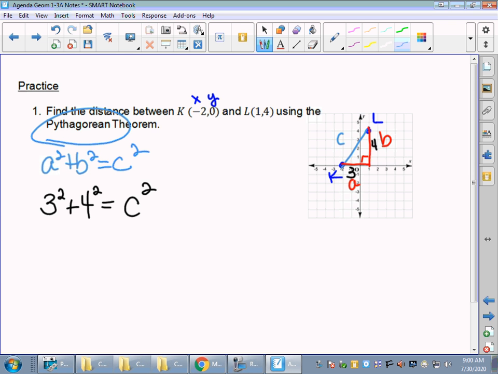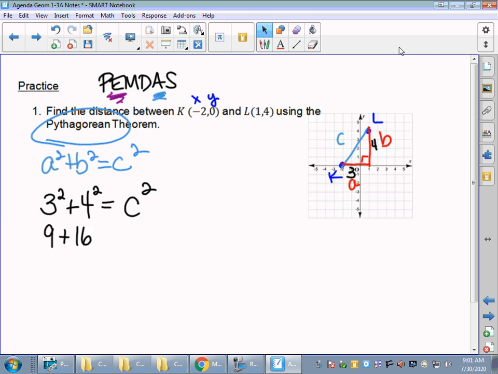So this is a nice, neat, very simple answer because we don't have to deal with any decimals. So 3 squared is 9. 4 squared is 16. Remember PEMDAS. You are going to do exponents, squaring, before you do addition. A lot of people try to do 3 plus 4 is 7 and then square it. Do your 3 squared and add your 4 squared. So 9 plus 16 equals C squared. I think that's 25 equals C squared.